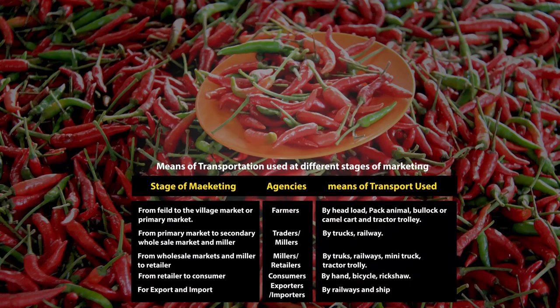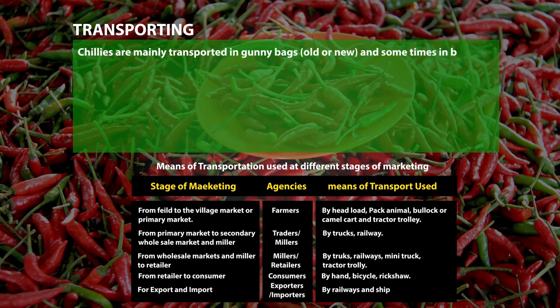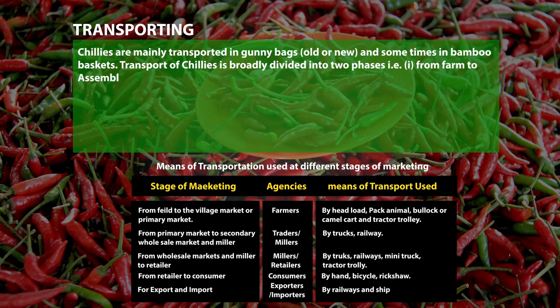Now presenting you the table of transporting. Chilies are mainly transported in gunny bags, old or new, and sometimes in bamboo baskets. Transport of chilies is broadly divided into two phases, that is, from farm to assembling market and from assembling market to consuming markets or places.